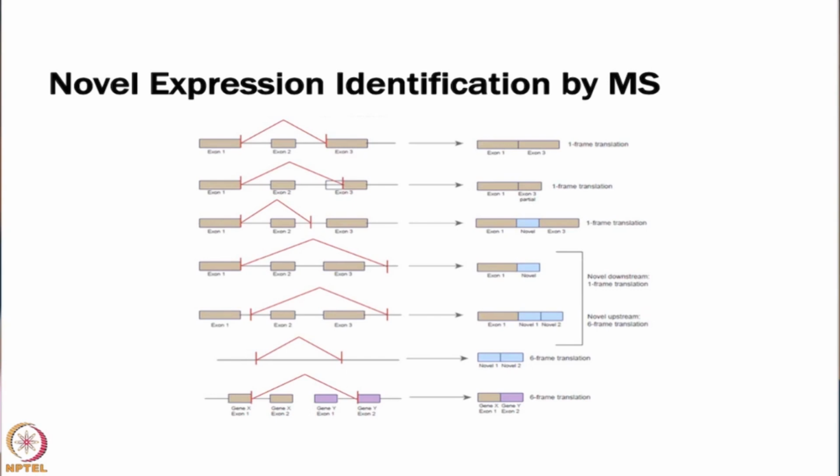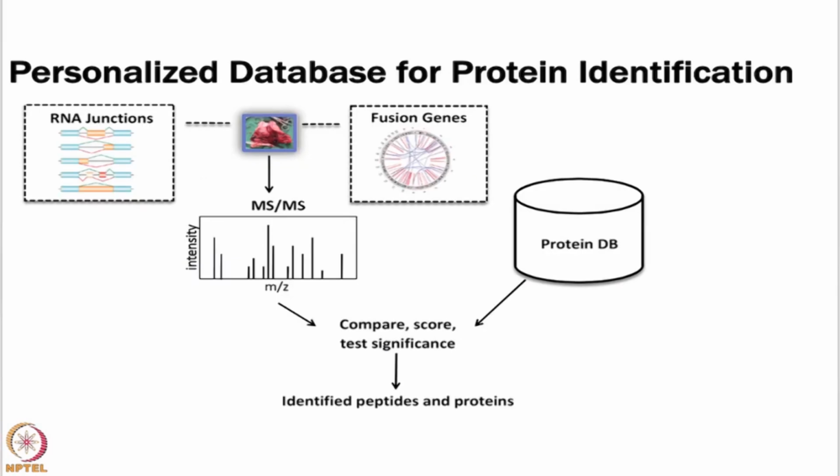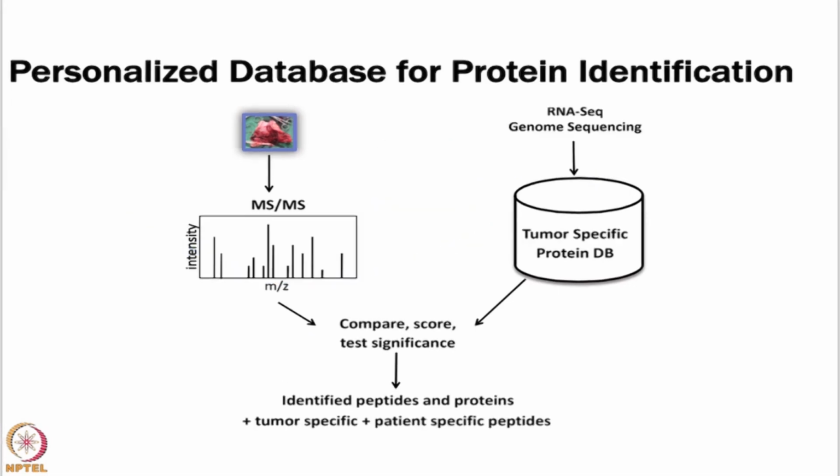And also fusion genes. We talked yesterday about fusion genes, right? If one of the exons of gene X is connected to another exon in gene Y, you're going to have a totally new gene or sequence that you'd have to add into your database in order to find it. So we can take our RNA-seq data and the information we get from it, including the junctions and the fusion genes, throw those into our database, and then we're able to find these tumor-specific proteins as well.